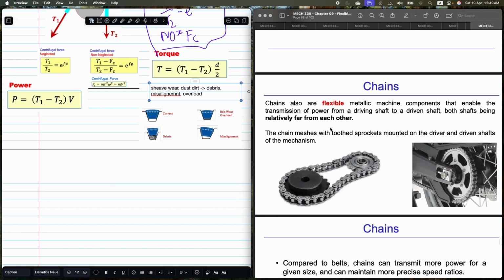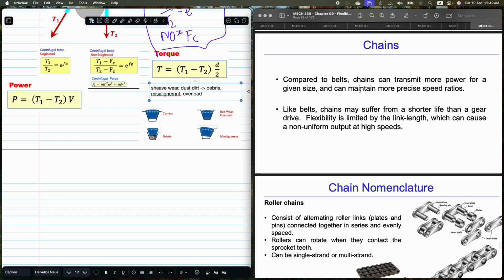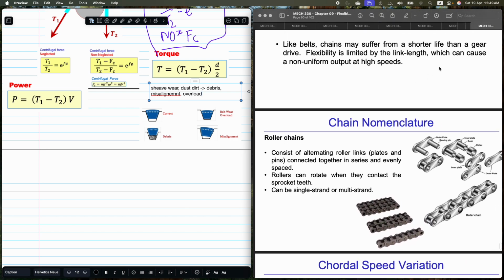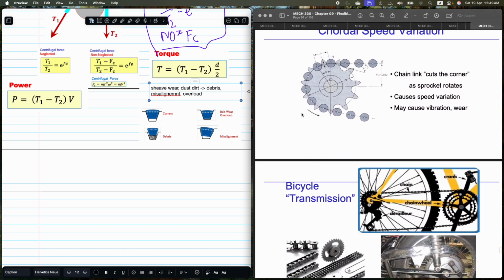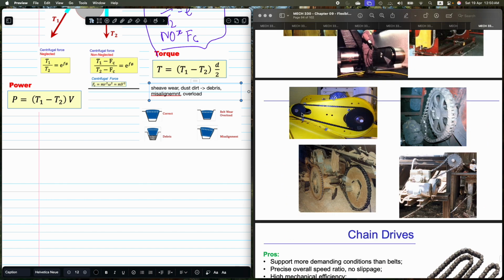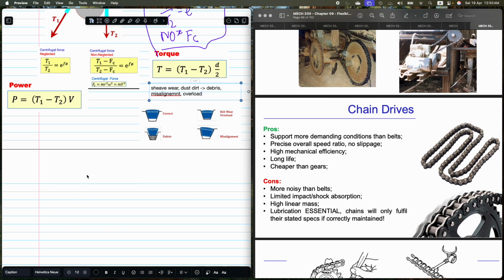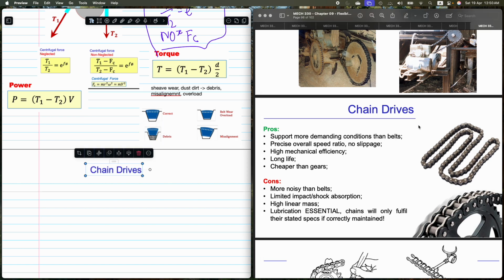Part E, we have chains. They're flexible, like belts, they transmit more power for a given size, and give more precise speed ratios. But they have a shorter lifespan, and they can cause problems because they're not flexible. We have roller chains, bicycle transmission. Let's add a chain drive here. This is your chain drive.